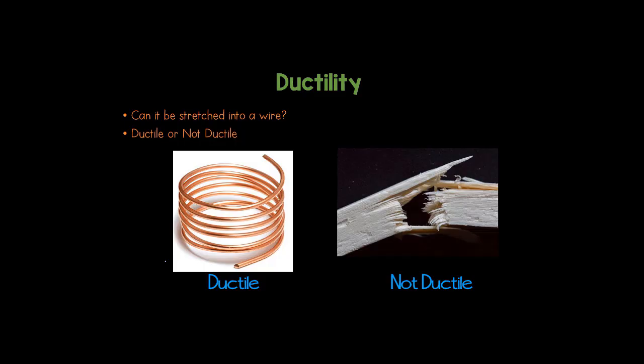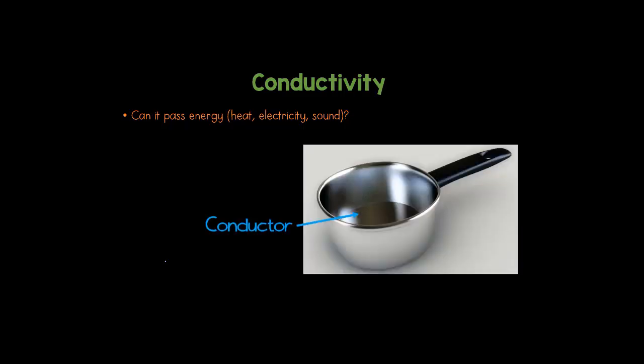Our last word is conductivity. Conductivity describes an object's ability to easily pass energy, like heat or electricity or sound energy. Objects that have conductivity are called conductors. So this metal pot is a conductor. When you place it on the stove, it gets hot really quickly. But the plastic handle on the pot does not conduct heat. That's why you can touch it without burning yourself. Things that do not easily conduct energy are called insulators. So your describing words for conductivity will be conductor or insulator.